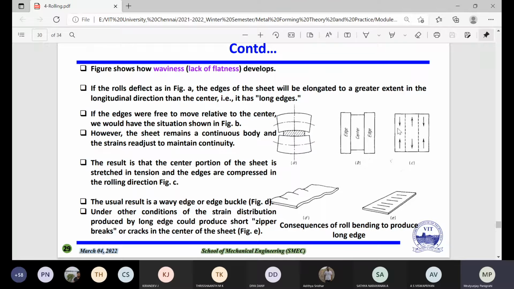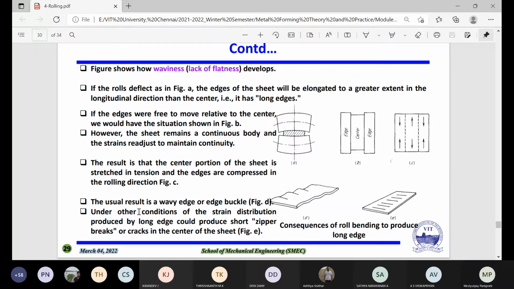For example, you will find compression on both sides because the edges are already elongated. So when it tries to cope up with the center, it will try to compress. Whereas the center will try to cope up with the edges also, so the center part will try to tense or stretch, so that it can cope up with the edges. Right? Is it clear?